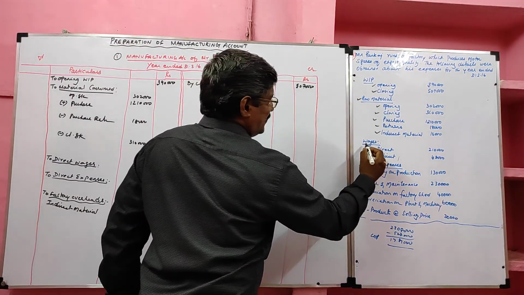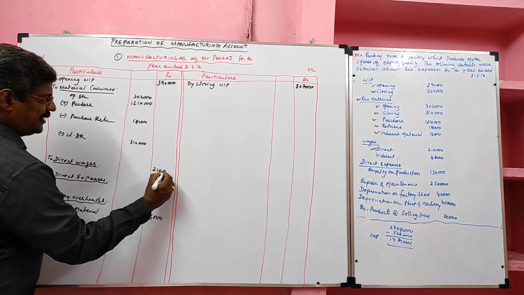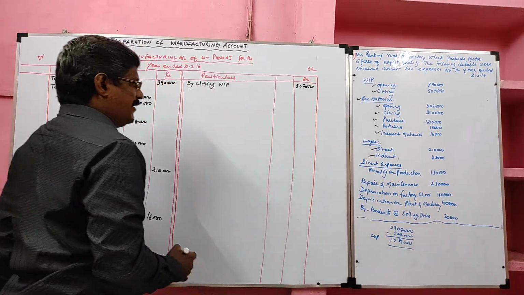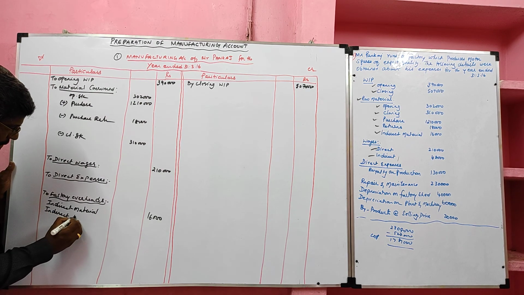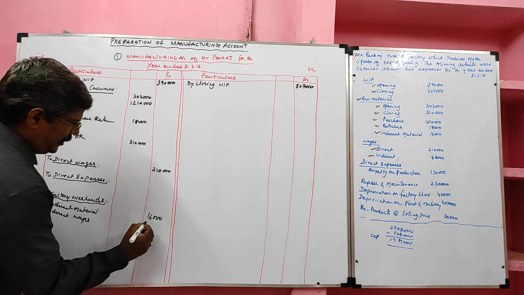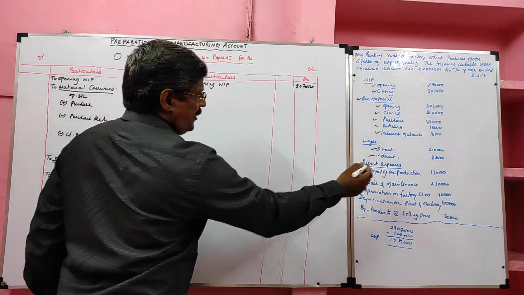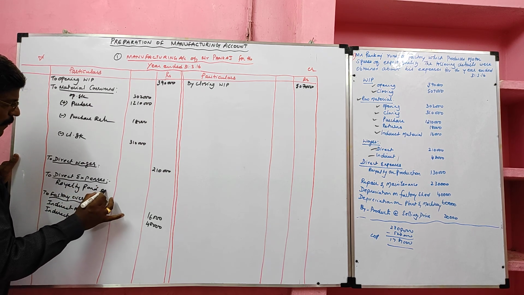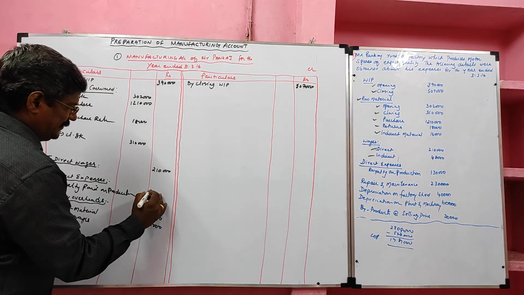Then direct wages 2,10,000 will be recorded against direct wages. Then indirect wages 48,000 will be recorded in the factory overhead. Then we have direct expenses, royalty paid on production. It is a direct expense. The value is 1,30,000.